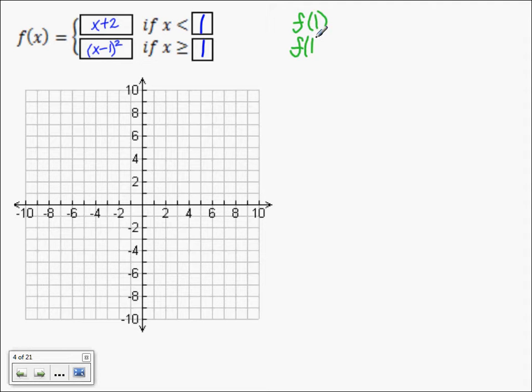So f at 1 for the first half of the piecewise function will be the first half, x plus 2, and so we'll just replace the x with 1, so we'll have 1 plus 2 is 3. This will make the point 1 comma 3, and since this is the first half, it will not be included because it has just the regular less than. So it will be denoted as an open circle.